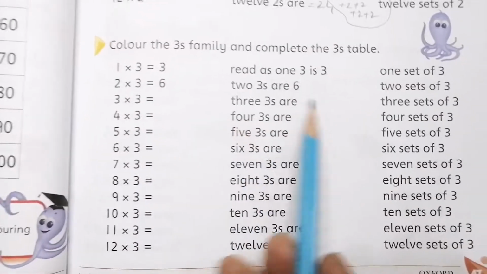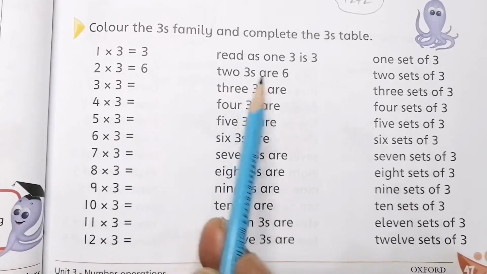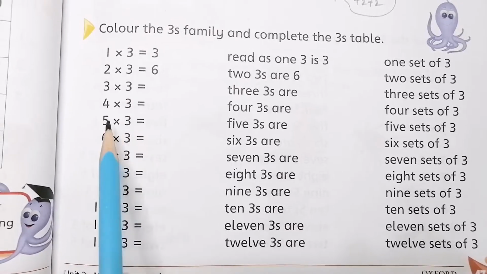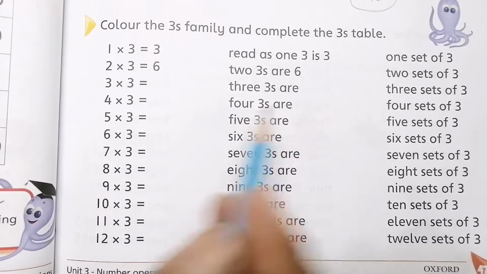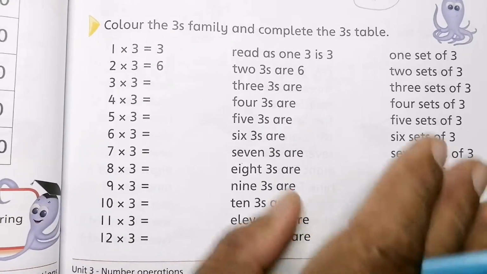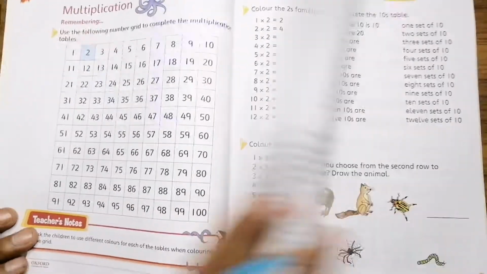Similarly this is a table of 3 given and you can read it as 1 3s are 3, 2 3s are 6, 3 3s are 9, right? And 4 3s are 12, right? So this is also the way that you can do it. You have to learn these tables and you should know how to count the tables, right?